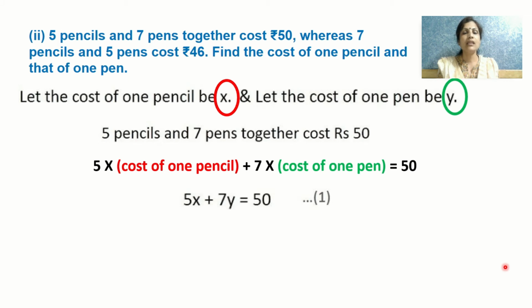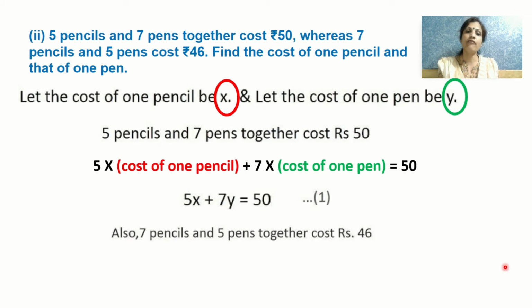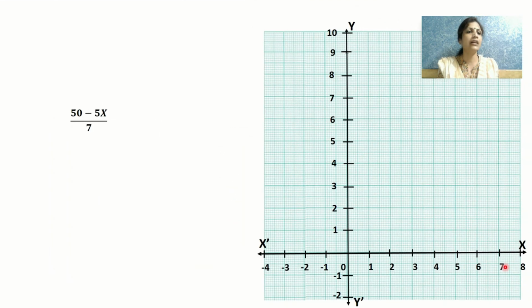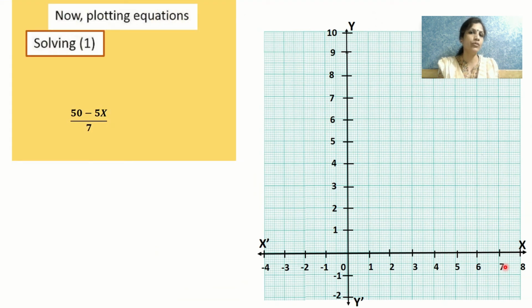Second condition is 7 pencils and 5 pens cost rupees 46. So your second equation will be 7x plus 5y is equal to 46. And now we have 2 equations to solve graphically so that we can find the value of x and y. So let's start doing that. We have to draw the table. For that, as I said, we'll consider the first equation 5x plus 7y is equal to 50.